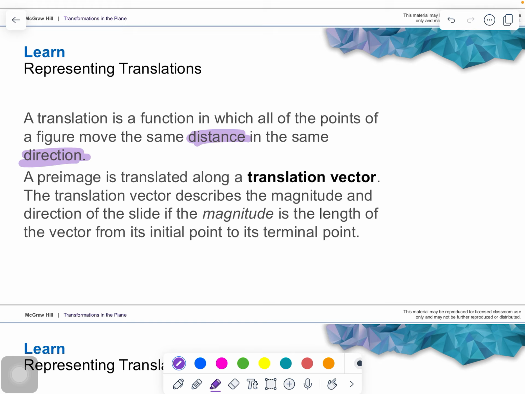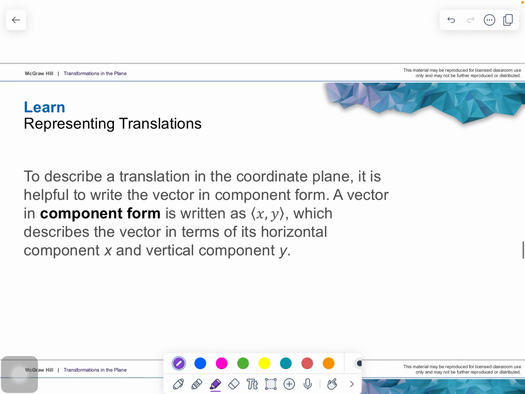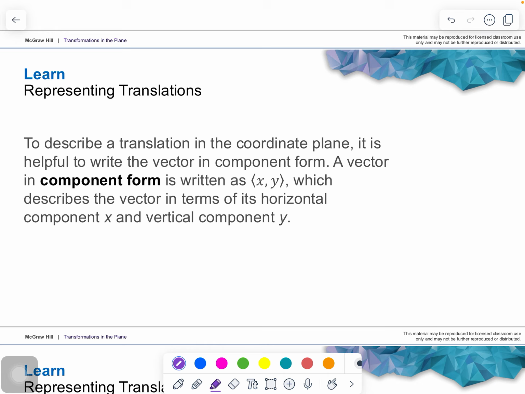That vector describes the magnitude and direction of the slide, where the magnitude is the length of the vector from its initial point to its terminal point. And we're probably not going to talk in terms of vectors necessarily. What we are going to talk about is component form, so we're going to be talking in terms of the coordinate plane. It's helpful to write the vector in its component form, and that vector is written just like this right here.